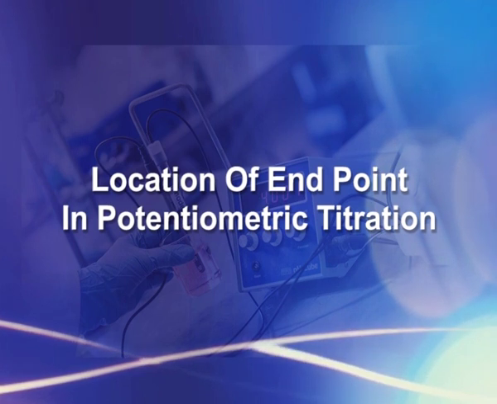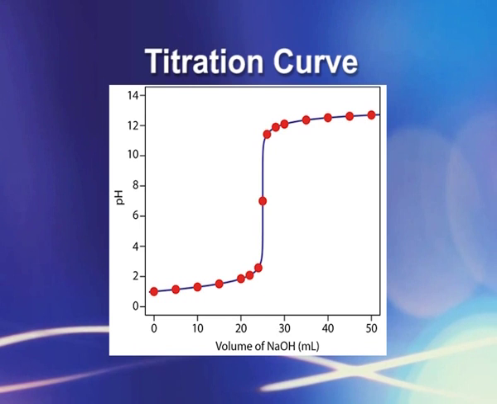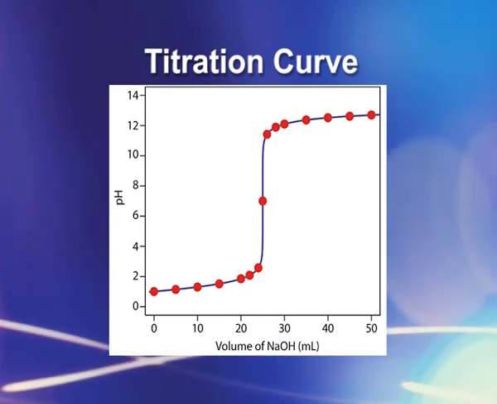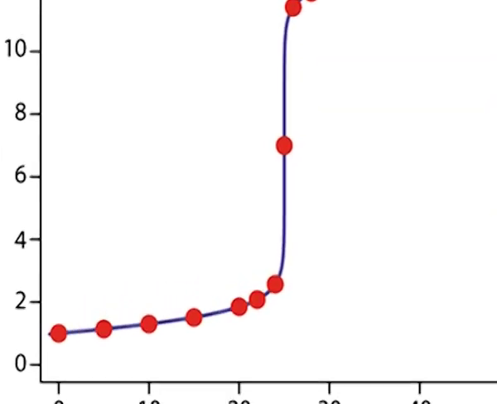Location of endpoint in potentiometric titration. The endpoint is determined by a number of methods. Some of them are summarized here. A. Titration curve. The titration curve is obtained by plotting the successive values of cell EMF on the ordinate and corresponding values of volume of titrant added on the abscissa. This gives an S-shaped curve.